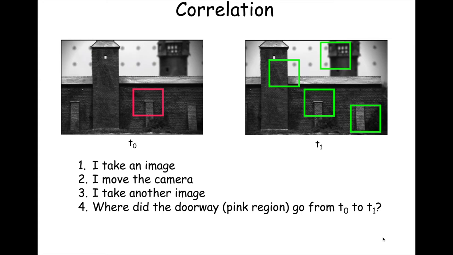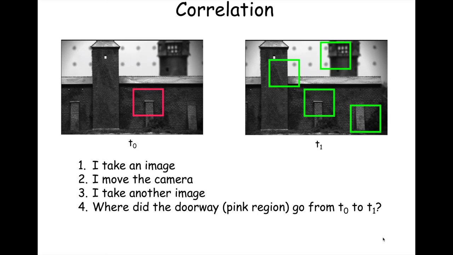You can see that. And then you might have a bunch of other patches or regions that you explore, right? Because you're searching literally from the camera for that location or that patch in the image at T1 to try to find where it went from T0 to T1. So then you take an image, you move the camera, you take another image, and you might want to ask, where did the doorway go, this pink or red cropped region from time T0 to T1, right?